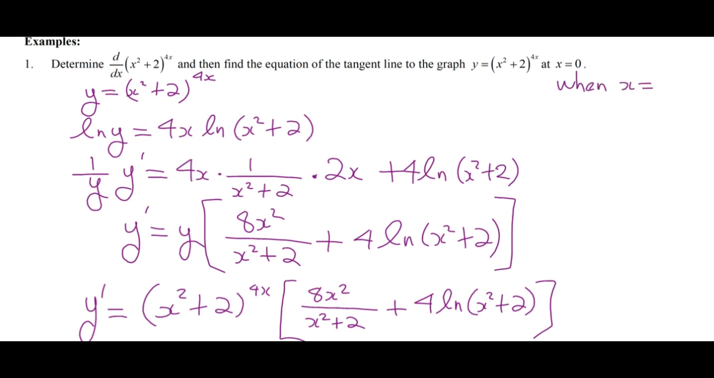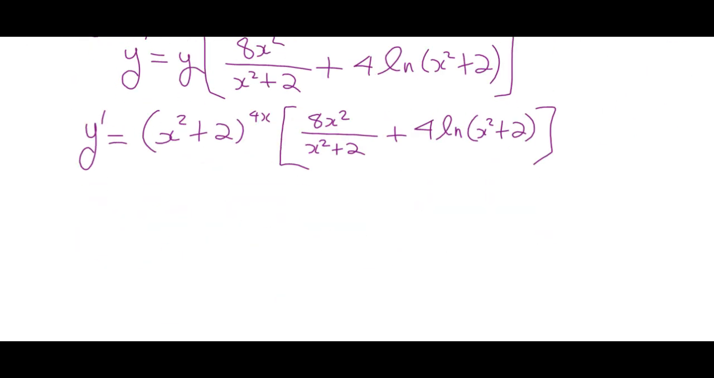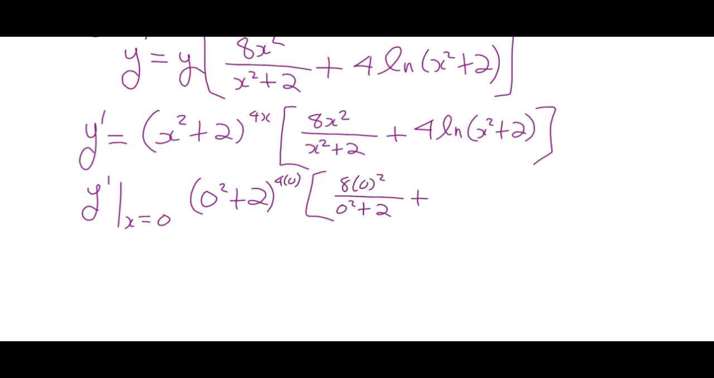When x equals 0, then y is equal to 0 squared plus 2 to the 4 times 0, which is 1, right? Because anything to the 0 is 1. So the point we have is 0, 1. And we want y prime when x equals 0. So that'll give us 0 squared plus 2 to the 4 times 0, which is y, right? So we've already worked out the y. If you're doing one of these and you have the y sitting in front, you say, hey, I've already worked that out. So 8 times 0 squared over 0 squared plus 2, plus 4 ln of 0 squared plus 2.